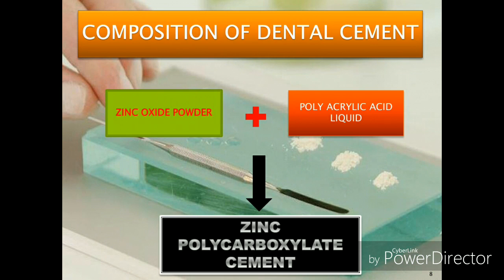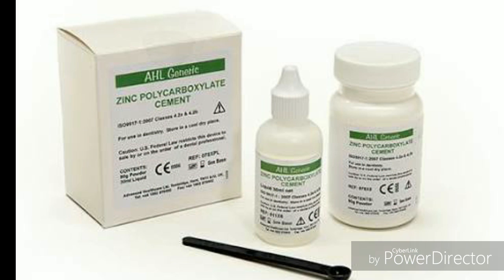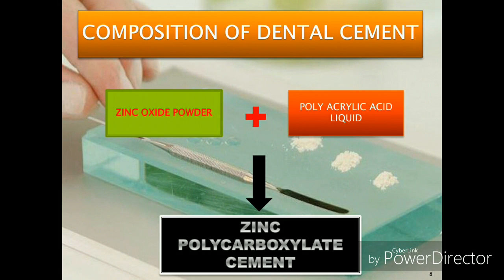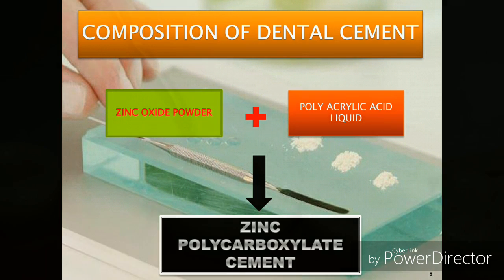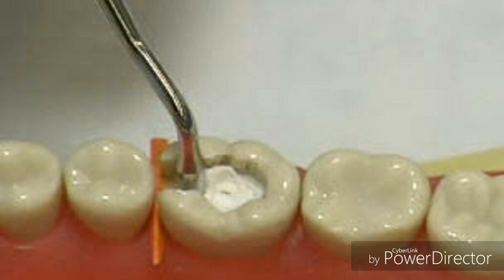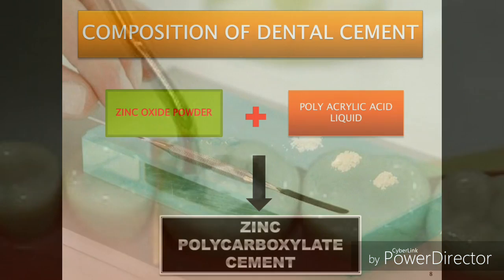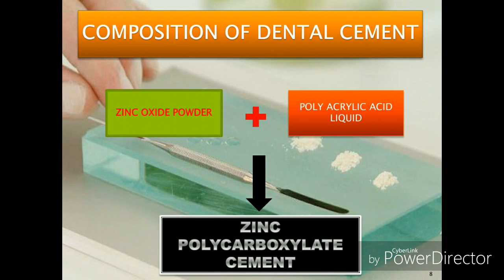Now, when we mix the zinc oxide powder with polyacrylic acid, the composition changes entirely, and the cement that we get is zinc polycarboxylate cement. This zinc polycarboxylate cement has a variety of applications, as it can be used as a luting cement for the base alloy restorations. It can be used as a thermal insulating base under the direct metallic restorations. It can also be used for the cementation of orthodontic bands, for the cementation of the stainless steel pediatric crowns.